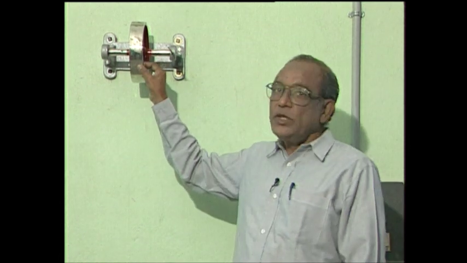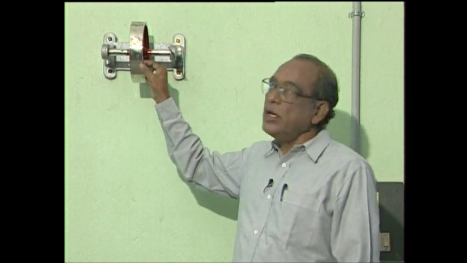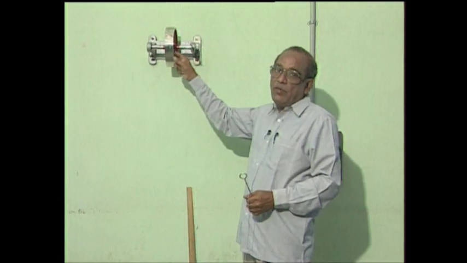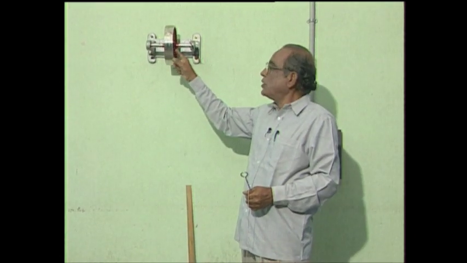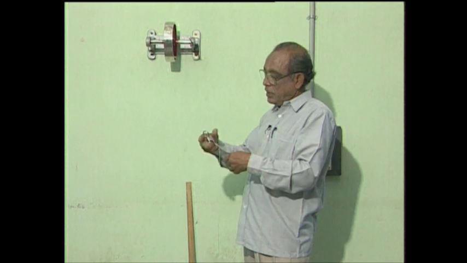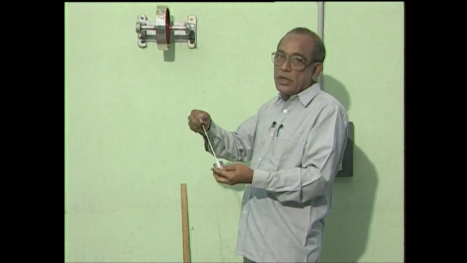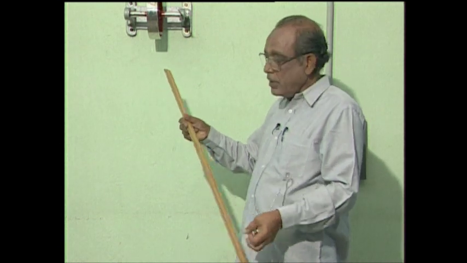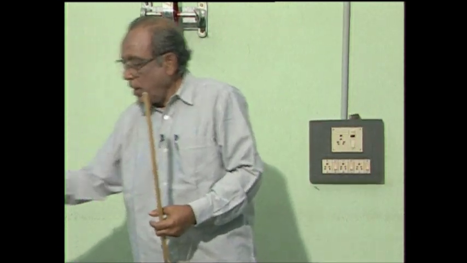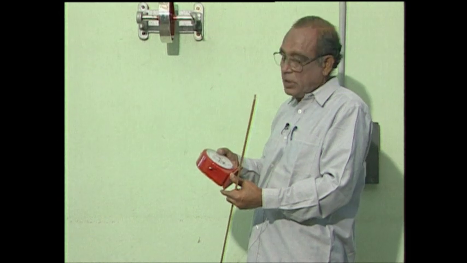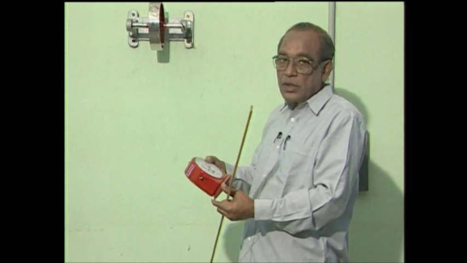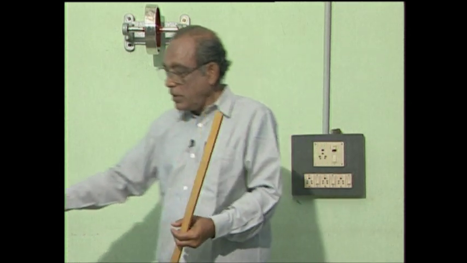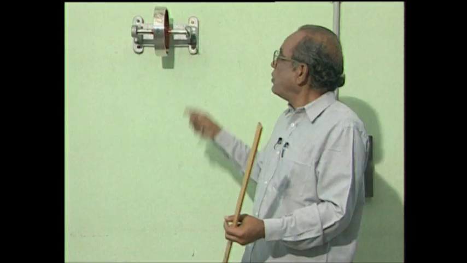Before that, I wish to tell you what apparatus is being used. The flywheel, for which you want to find out the moment of inertia, a hanging mass, a meter scale, and a stopwatch. The stopwatch is to find out the time taken for a given number of rotations which the wheel makes. Now, we will start the experiment.